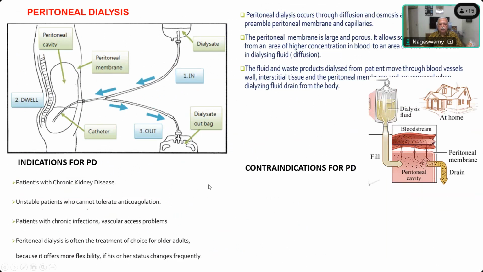And the contraindications for PD are any peritoneal surgery or earlier admissions, extensive intra-abdominal surgery which has already been done, obesity, recurrent episodes of peritonitis, abdominal malignancies, or patients who have respiratory distress or other respiratory problems, or ruptured diverticulum. These are all the contraindications.